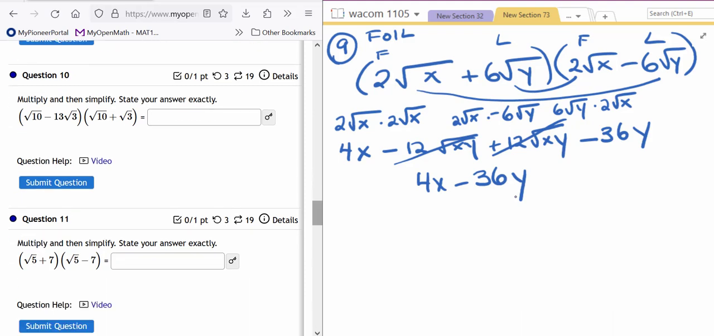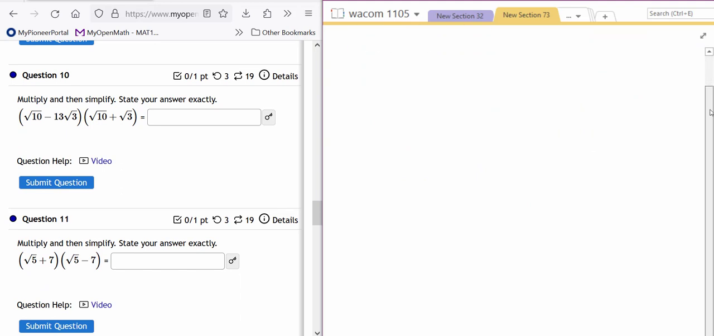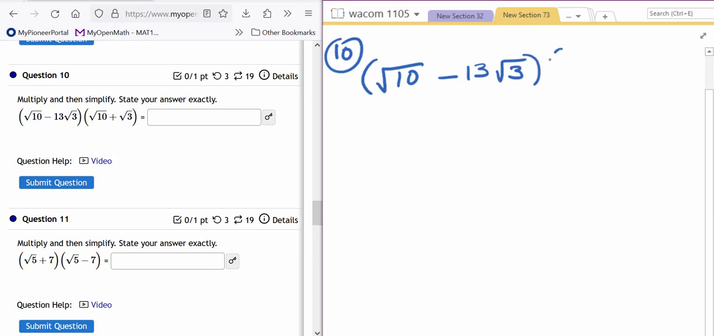All right, we'll go ahead and do number 10. So it's the same kind of problem. Two binomials, so it will be a FOIL. And that gets you started just to realize that. So you're going to do your first terms. Now, same radical times itself, or same square root times itself, will remove the radical. So this gives us 10.